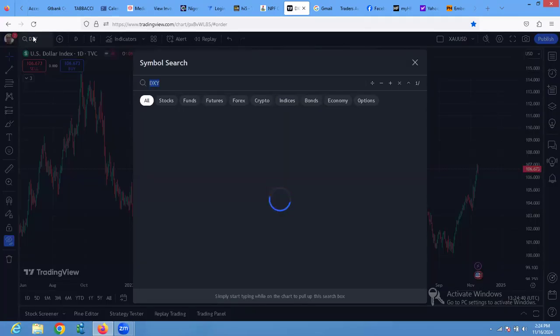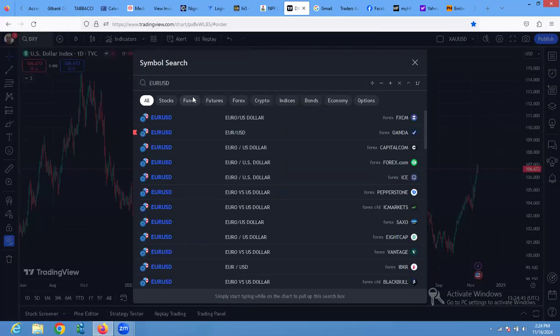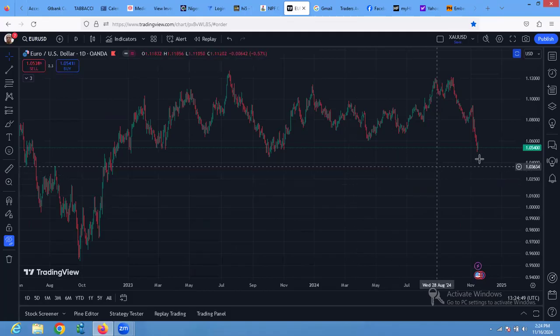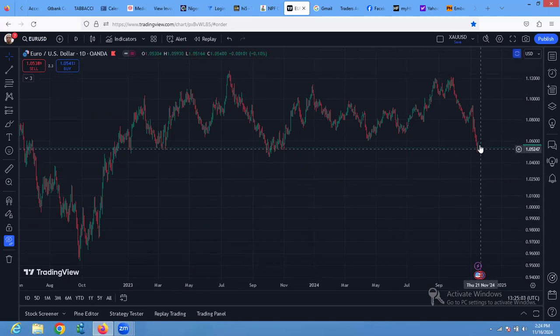Now, euro dollar, what do we expect in the euro dollar? On euro dollar, this is just a correction. We have to be very careful. What I can see here on euro dollar is that if we take this to be a wave one, this is an A wave, this is a B wave, a very shallow B wave, and we are looking at this going into a 5-wave format.